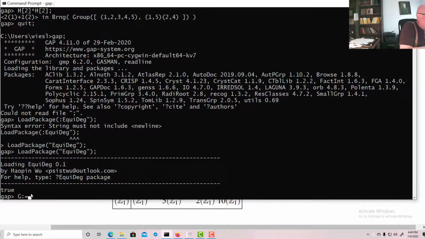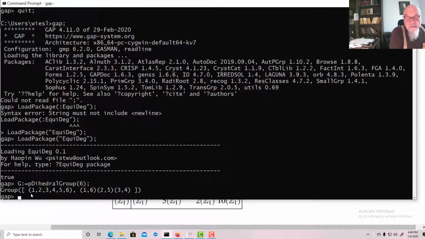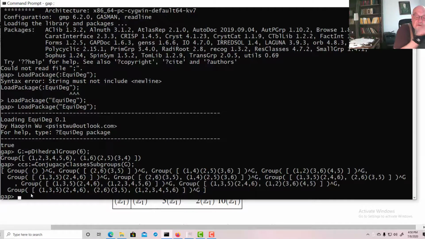G is equal to DihedralGroup. And now we take 6. And we have 6 elements and do the same. CCS is equal to ConjugacyClassesSubgroups of G. Works.